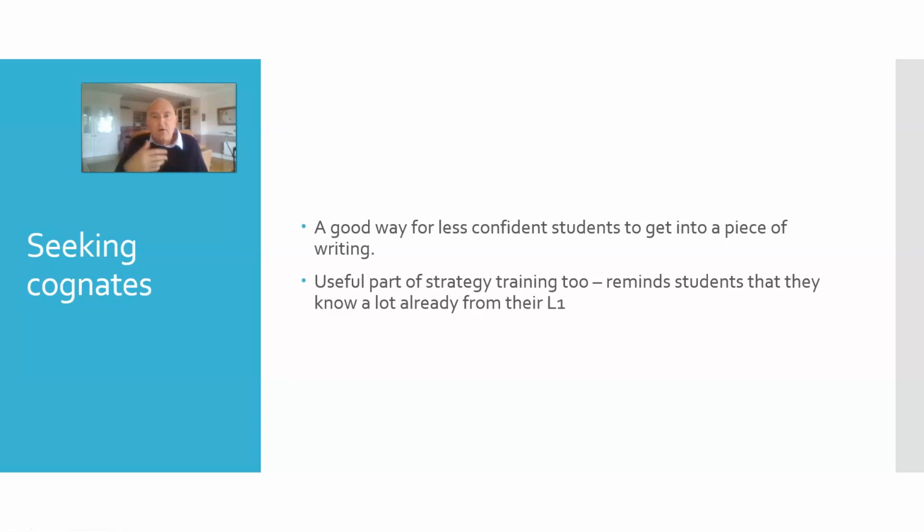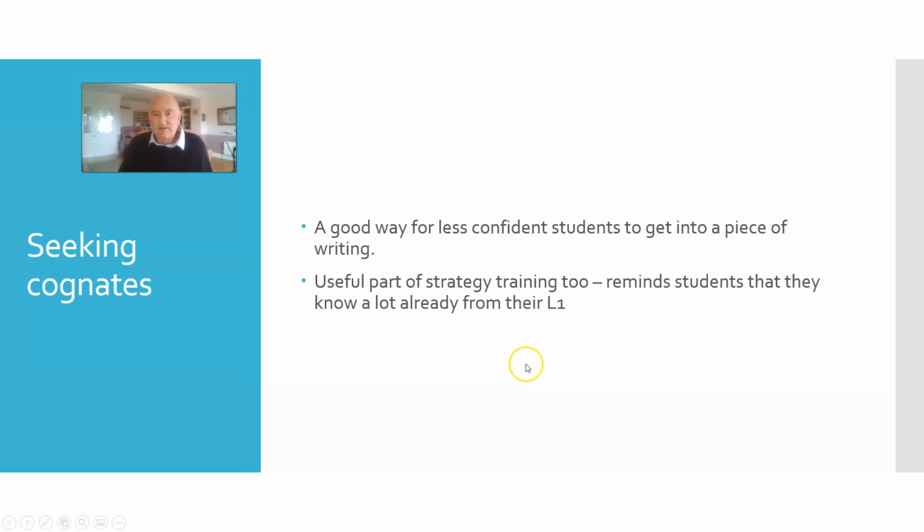A good way for less confident students to get into a written text is to get them simply to highlight, to underline any cognates. And it's a reminder to them of the useful strategy of using cognates to make meaning from the text. They may not do this naturally. Probably your more able students do.